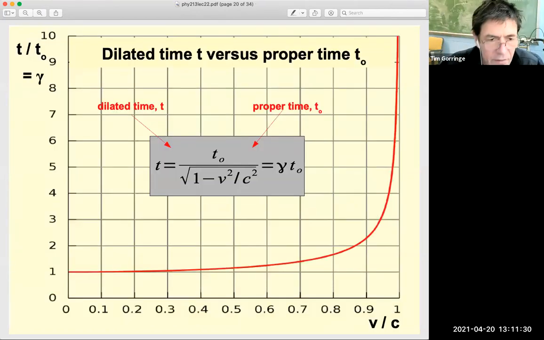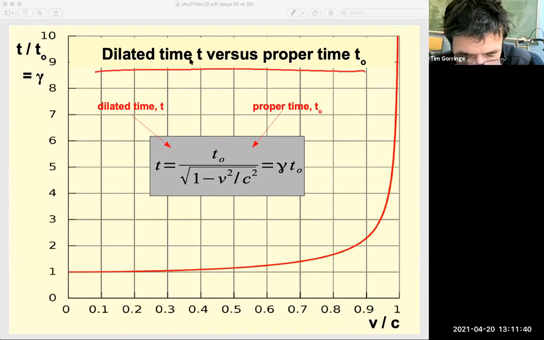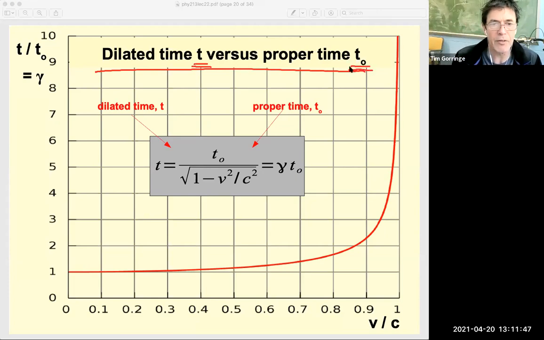And here's a graph of that effect. In this graph, I'm comparing the dilated time with the proper time. Remember, the proper time is measured by the observer who sees the clock stationary. The dilated time is measured by the observer who's seeing the clock moving. Traditionally, we call the proper time T subscript 0, T naught, and we just call the dilated time T.